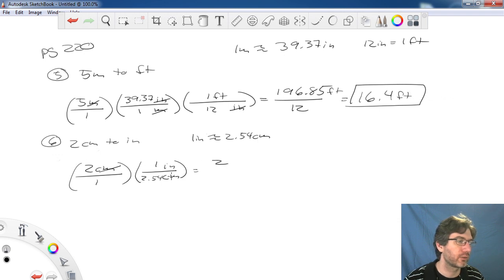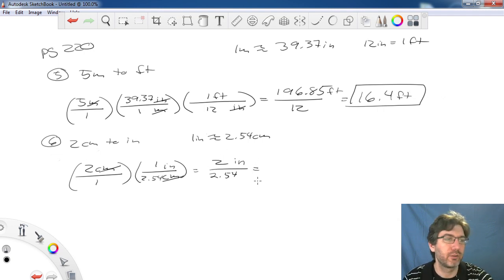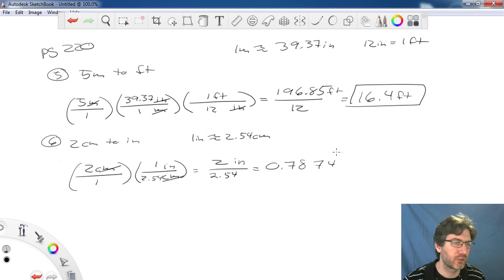2 times 1 is 2. Centimeters will cancel, leave you with inches on top. Bottom is going to be 2.54. Divide that out. This is in inches. 2 divided by 2.54 gives us 0.7874, and I want you to round, I think, to the 100th. So that 7 is going to bump this 8 up to a 9, and slap on your units.